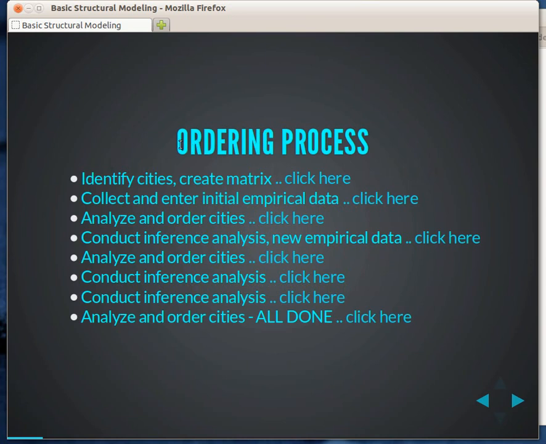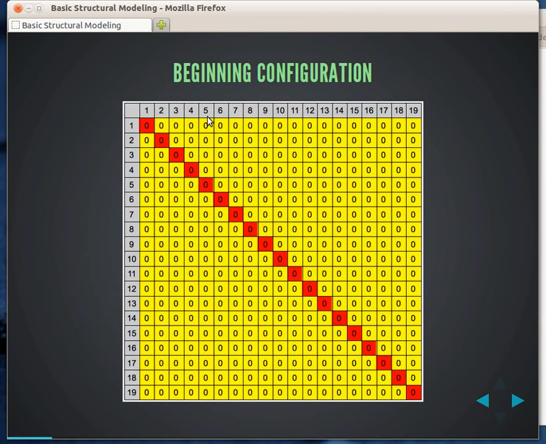The ordering process, more specifically, is first, we identify the cities and create a matrix. Here is the example of that. We have 19 cities in a matrix. This is a Cartesian coordinate system of these cities on a self-referential matrix. It's full of zeros because we really have no information about these cities yet, their relationship. We know they exist, but we don't know how they're ordered. And the ordering relation is north of.